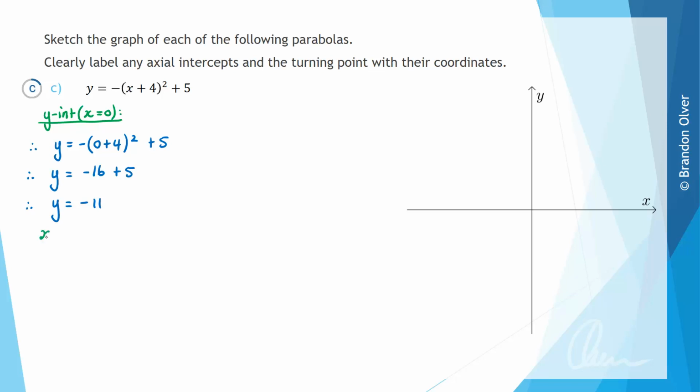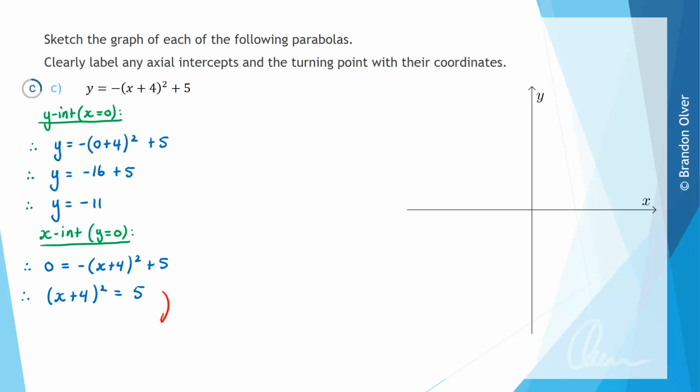Then we're going to move on to finding the x-intercepts of the graph. So that occurs when y equals 0, and then we solve for x. So therefore, our equation becomes 0 equals negative x plus 4 squared plus 5. So we could subtract the term x plus 4 all squared from both sides, and we end up with x plus 4 all squared is equal to 5.